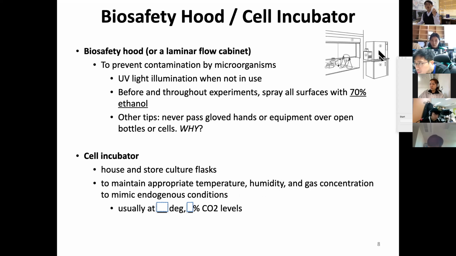No cells can live in dry condition, which is a good way to prevent coronavirus. Even bacteria in dry condition can't be active, right? So humidity is important, and gas concentration. Usually we use CO2 gas to mimic endogenous condition. The temperature is like our human body temperature, so the best for mammalian cells is 37 degrees. And you will watch the indicator about CO2 levels, which is usually 5% CO2.